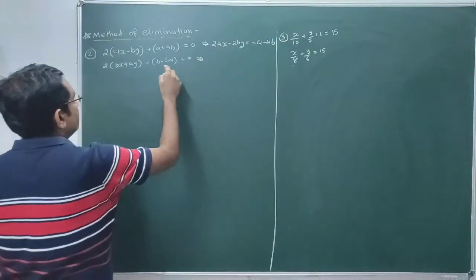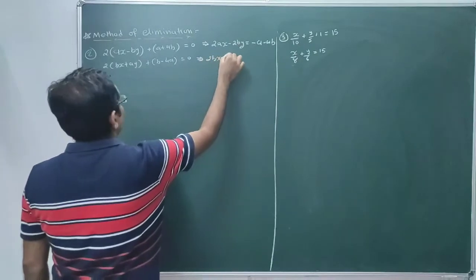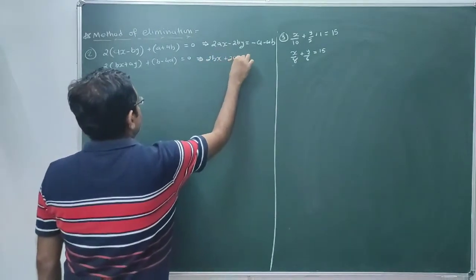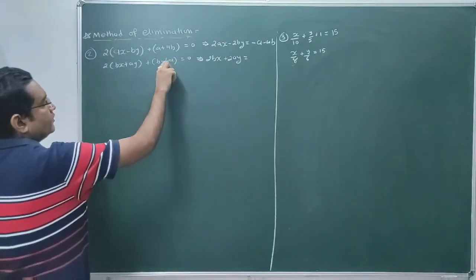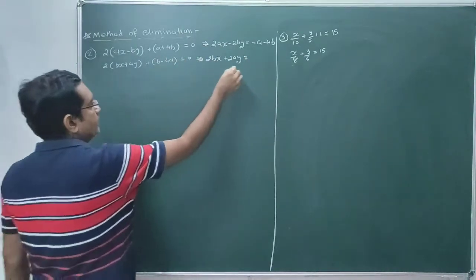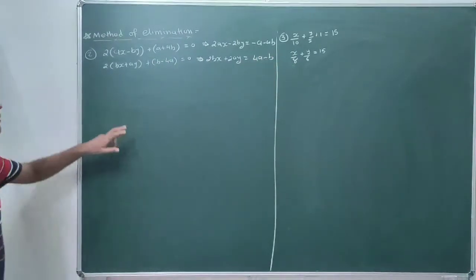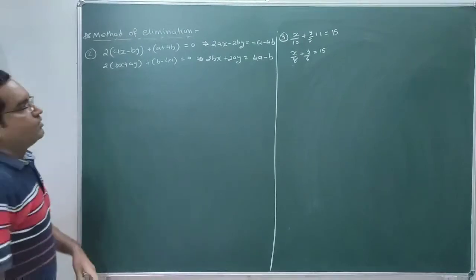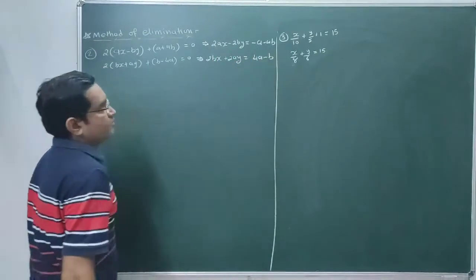Similarly, this equation 2 can be written as 2bx plus 2ay equal to, taking this b minus 4a on the right hand side, 4a minus b. We are just separating the variable x and variable y. So here these are the variable terms in x and y, and this is the constant term.